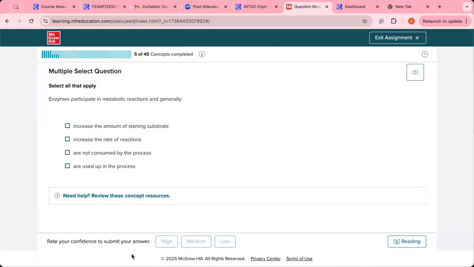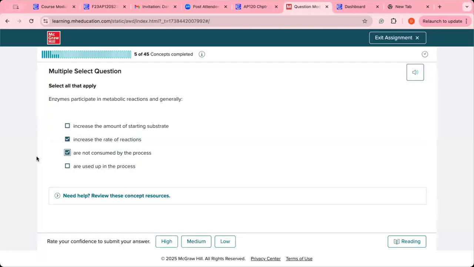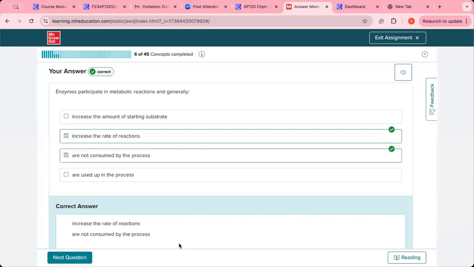Enzymes participate in metabolic reactions and generally increase the rate of reactions. So the second one and the third one, they increase the rate of reactions and they're not consumed in the process of doing it. Yeah, there you go.